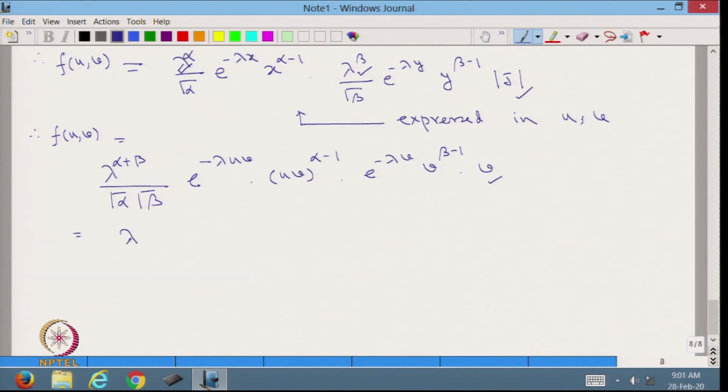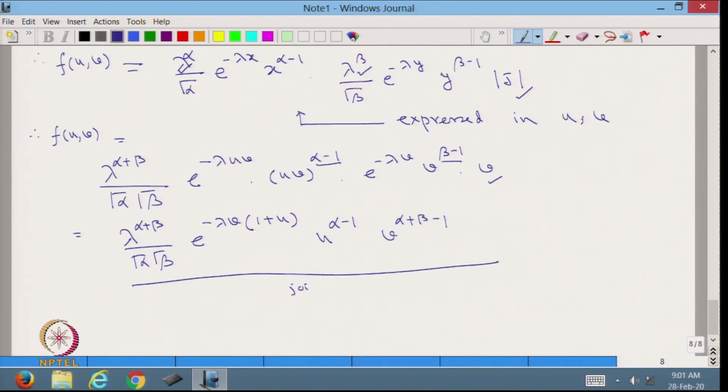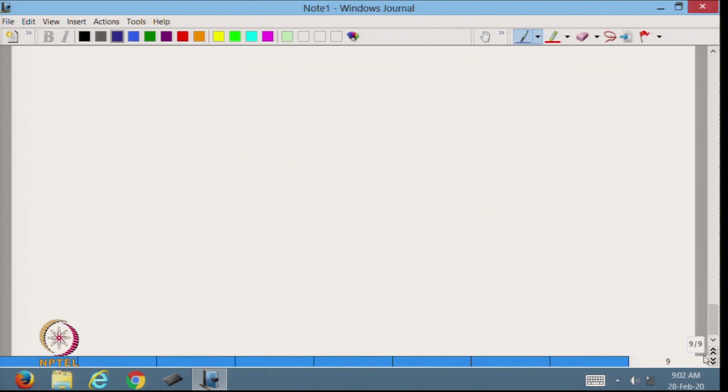This is equal to lambda power alpha plus beta upon gamma alpha gamma beta, e to the power minus lambda v into (1 plus u), u to the power alpha minus 1, v to the power alpha minus 1 plus beta minus 1 plus 1. Therefore, alpha plus beta minus 1, and that is the joint PDF of U V.